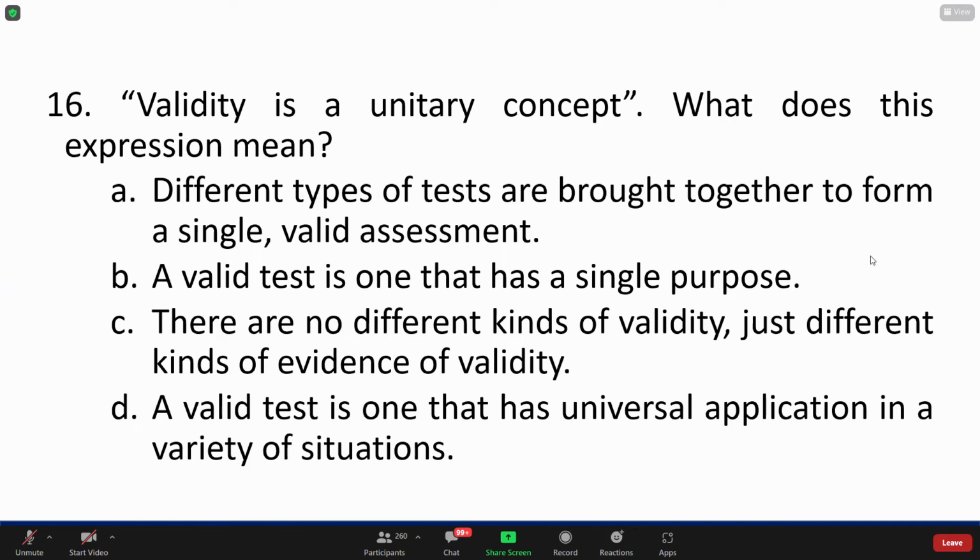Answer, please. Wait lang, sir. Letter C po, sir. Okay, correct. So actually, when we say validity, there are no different kinds of validity. It is still a unitary concept. There is only one concept of validity, but we have different kinds of evidence for validity. So that is what is meant by validity being a unitary concept. Okay, good, Carlo.